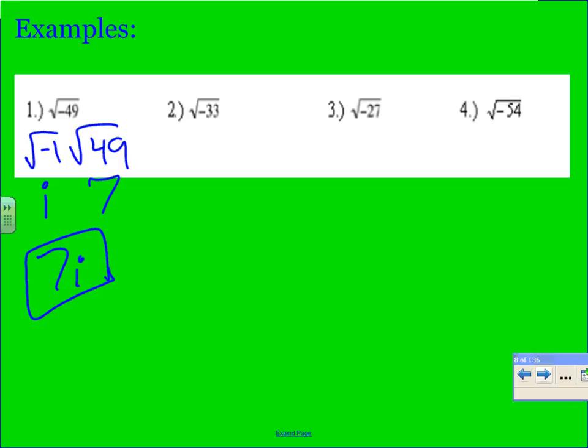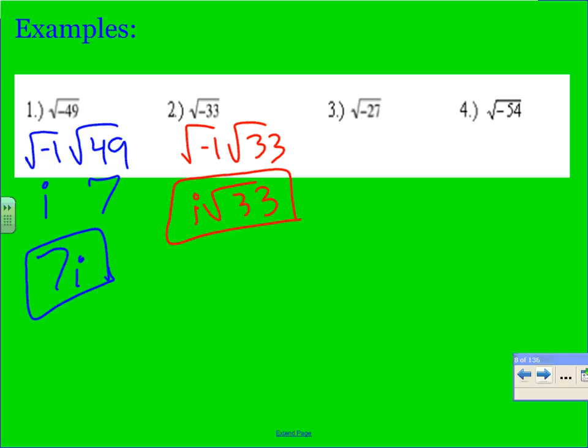Number 2, first thing you want to do is separate them to be square root of negative 1, square root of 33. Can you take the square root of 33 and get a nice answer? No. Is there a perfect square that goes into 33? Nope. So your answer here is I square root of 33. It's because you can't do anything else.